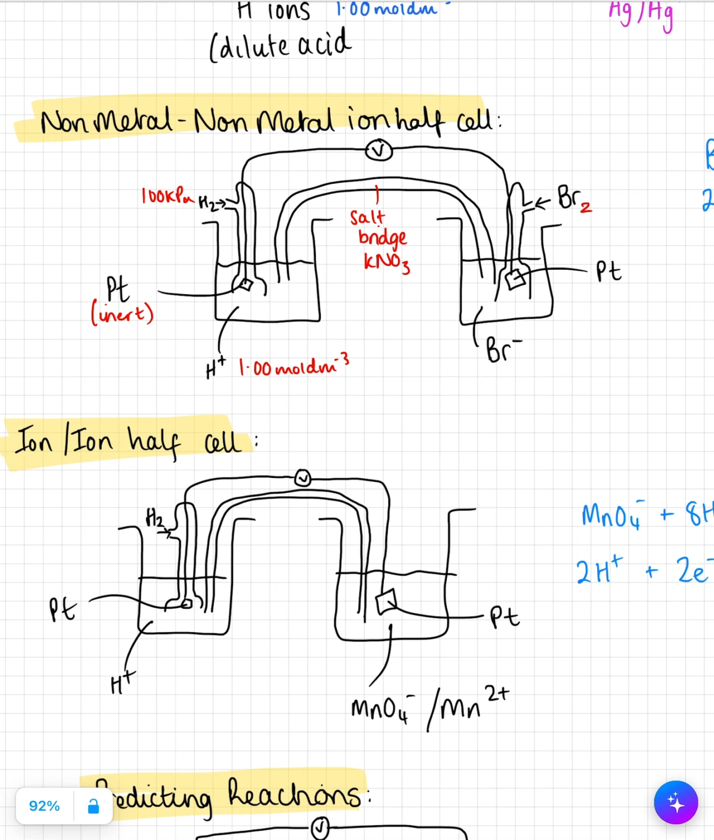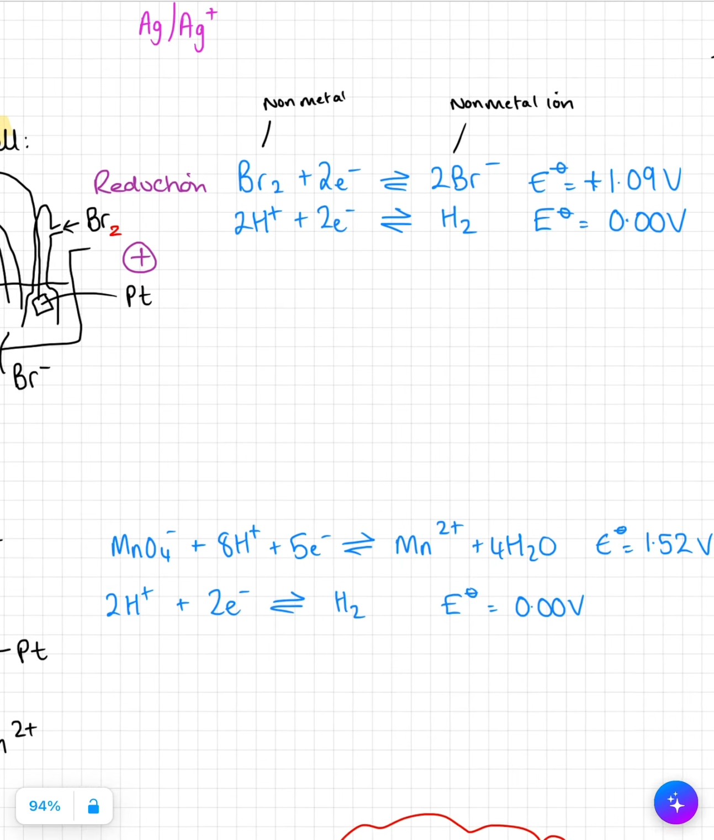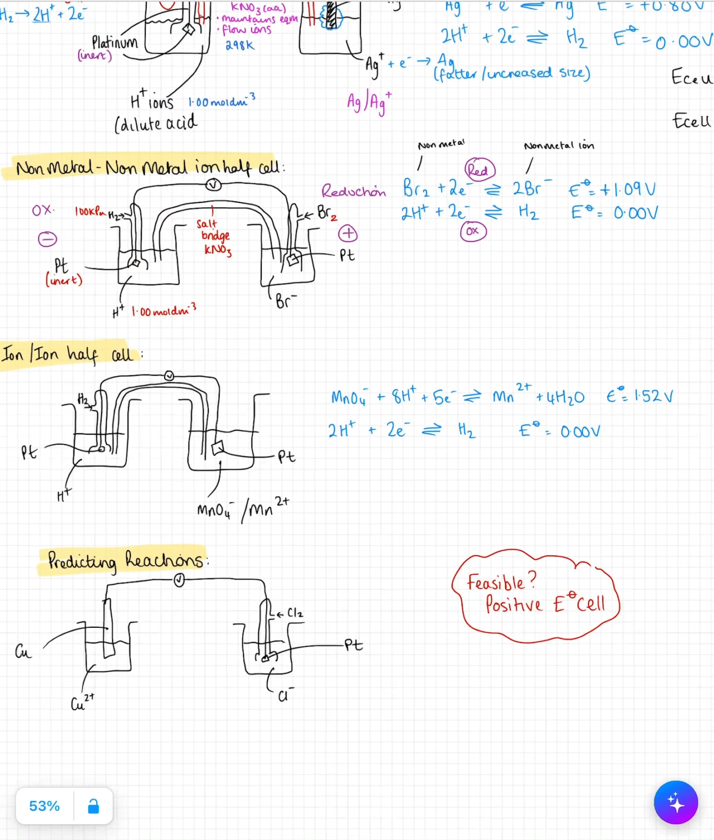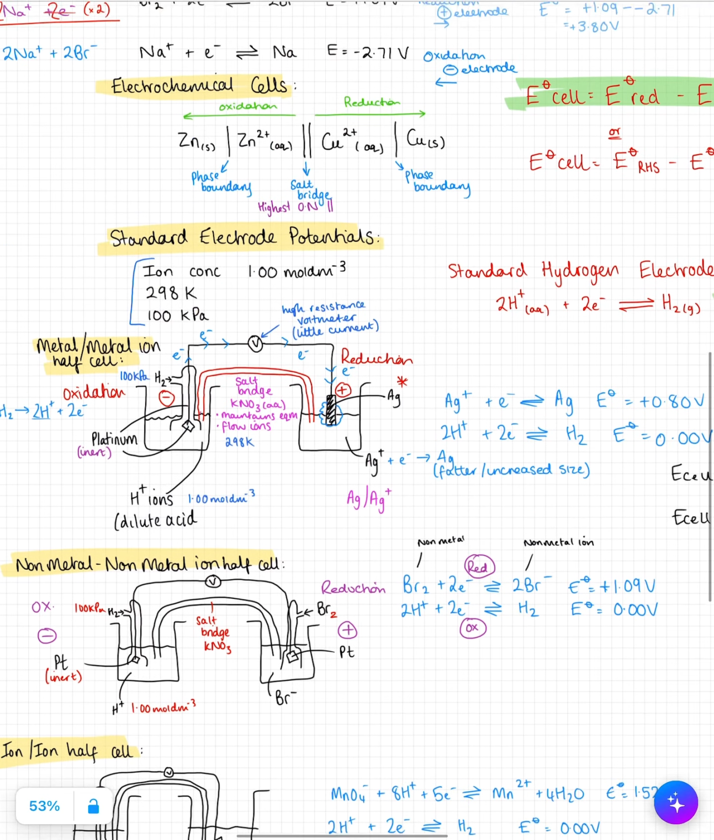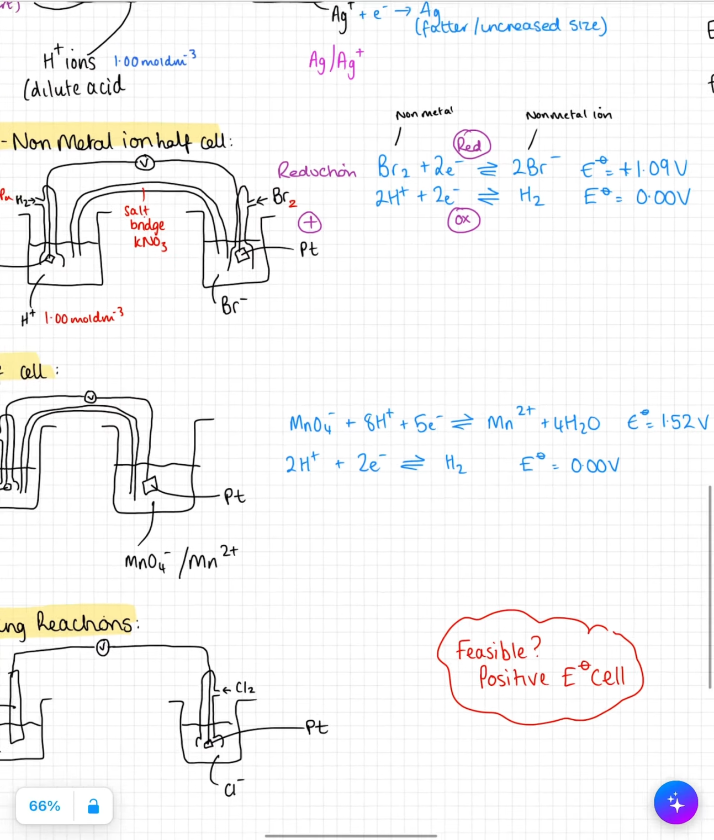So once again, the right hand side, positive electrode, that's going to be our reduction. Left hand side, negative electrode, that's going to be our oxidation process. We have our two half equations here. We have our reduction and we have our oxidation. Let's see how we would set up a conventional cell representation of this particular half cell.